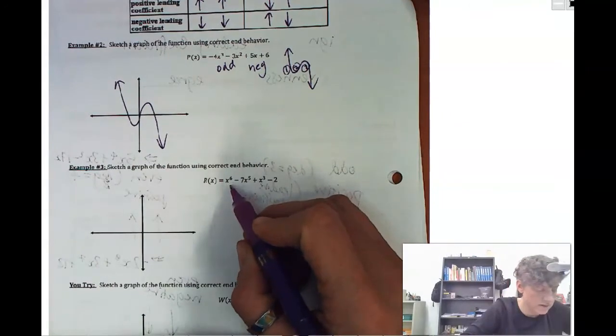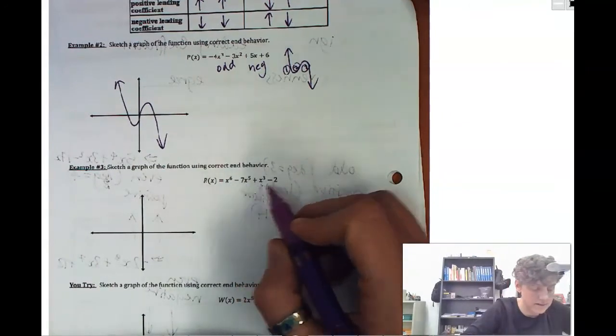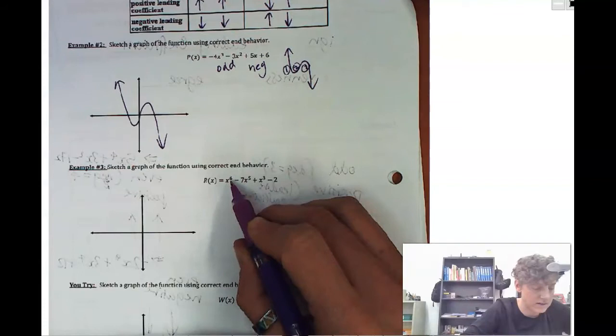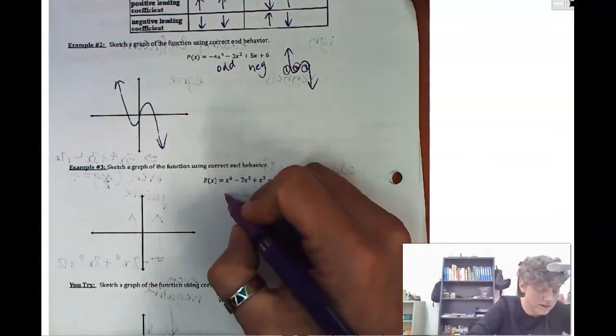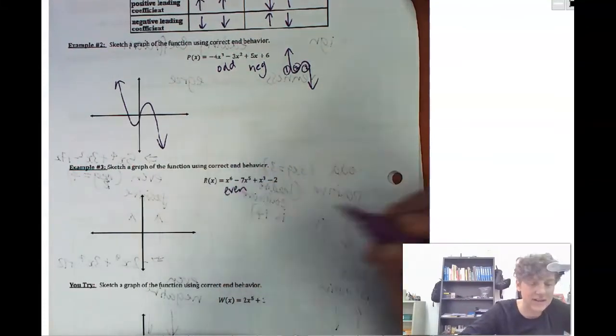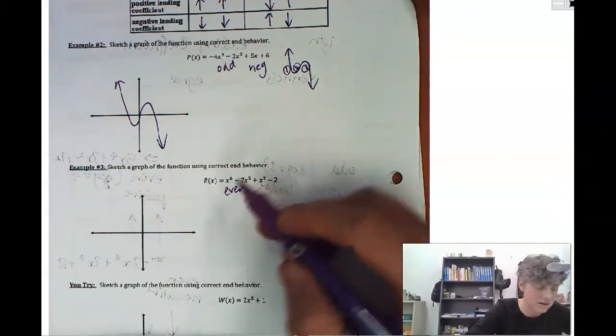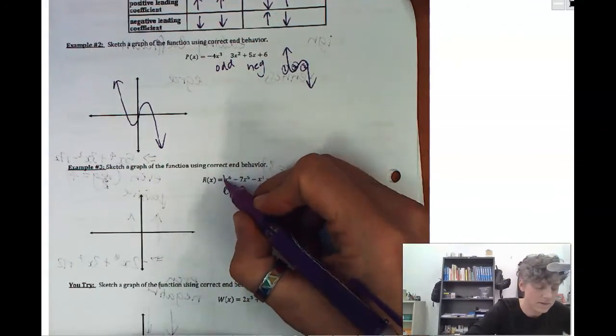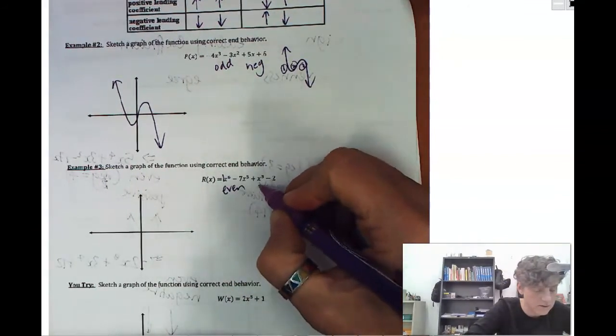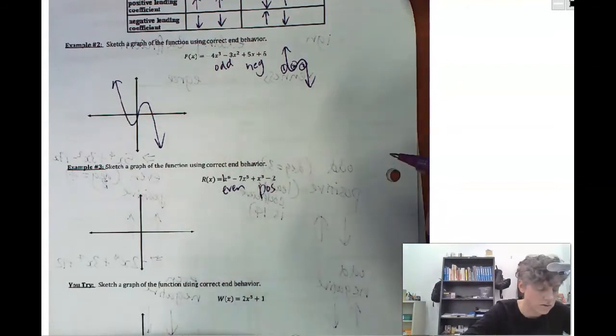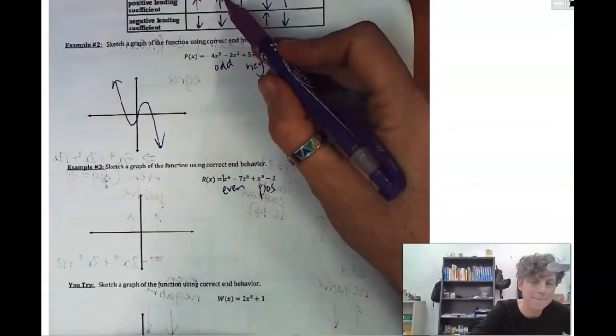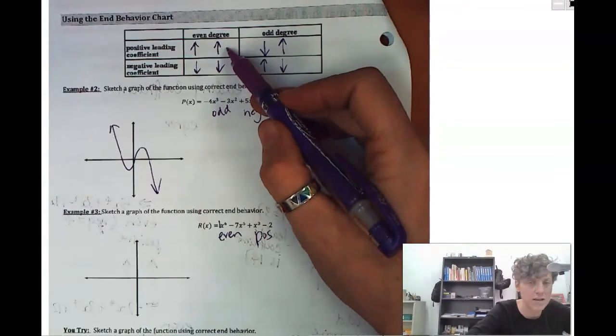This next one, example 3, it's in standard form. Great, highest exponent is 6, which makes that an even function. Leading coefficient, there's nothing here, so it's a 1, but that's a positive number. All right, cool. So we have an even positive, which means both ends are going to go up.